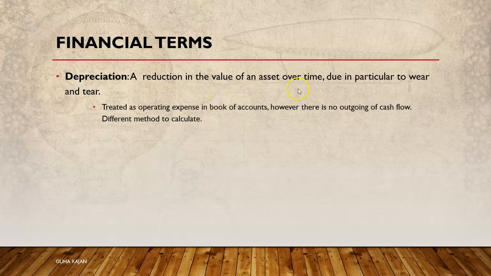So reduction in the value of an asset over time due to wear and tear is depreciation. It is treated as an operating expense because you reduce the value of the asset in the books of accounts. However, though you reduce it, there is no cash outflow as far as depreciation is concerned, because you don't pay anyone, you only reduce the value.